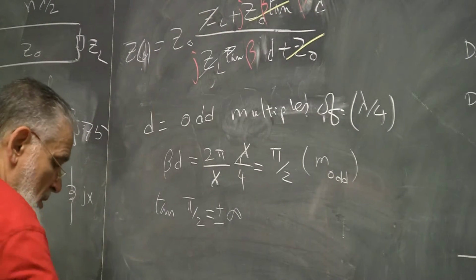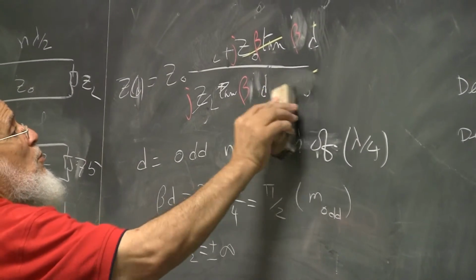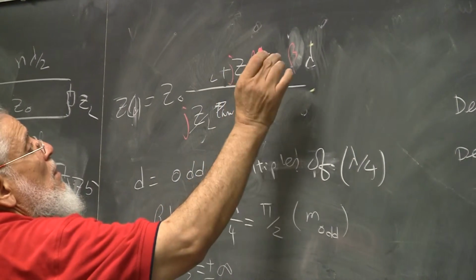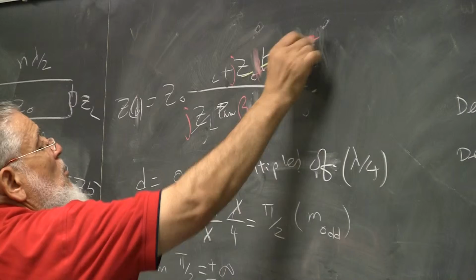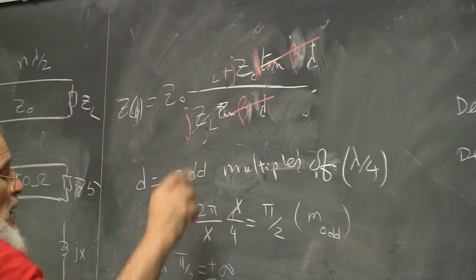That means this quantity here is small compared to that. And this quantity here is small compared to that. The tangent beta D goes with the tangent beta D, and you end up with Z0 squared over ZL.